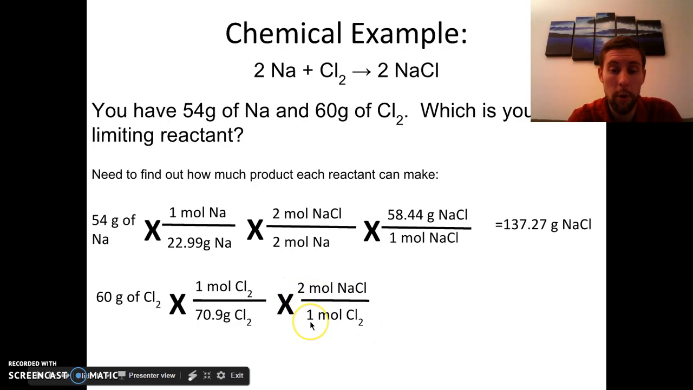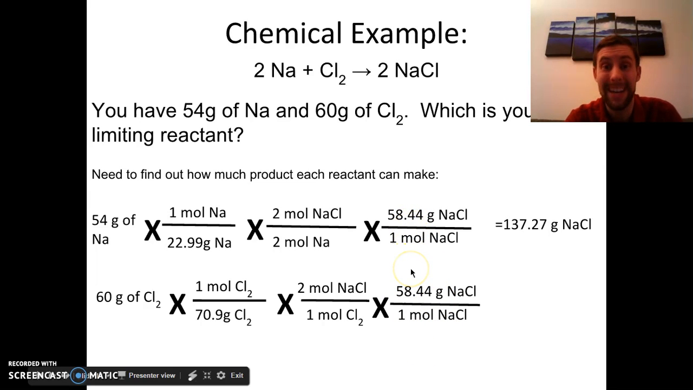Now it's a 2 to 1 mole ratio here compared to a 2 to 2 ratio here because there's only 1 mole of chlorine up here. But again, we need the amount of what to our products. So we go from moles to grams of sodium chloride. This last step should look awfully similar because we did it exactly the same for the first one. Now we're in grams of our product, so we're done. We do the math and we solve and we get 98.91 grams of sodium chloride.